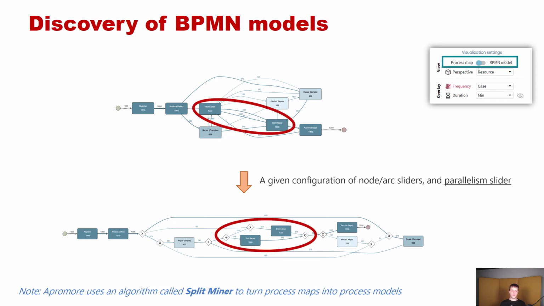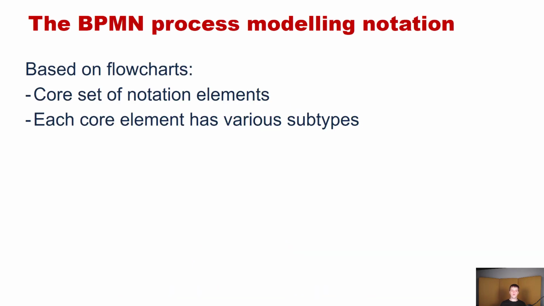As a result, you can see in the original model or process map, the loop that you had, if it's actually a case of parallelism or if it is a true loop. And in the example on this slide, you can actually see that the back and forth between inform user and test repair turns out to be parallelism. But to understand how I was able to tell that in the previous example there was a case of parallelism, I have to discuss the BPMN process modeling notation.